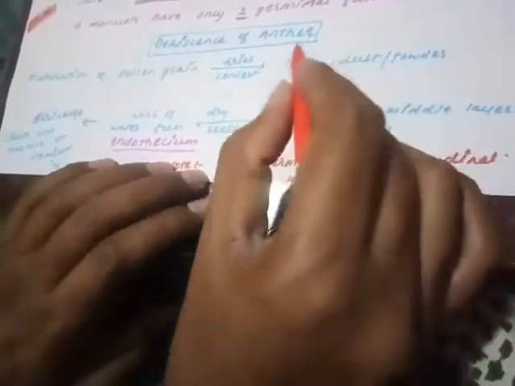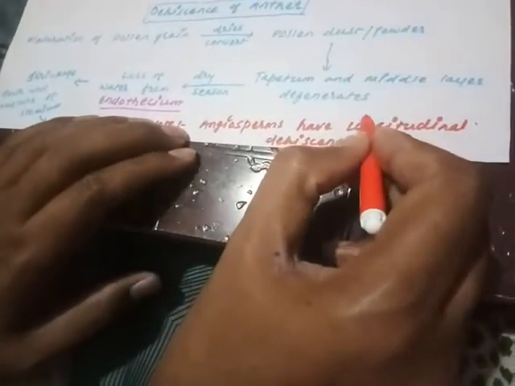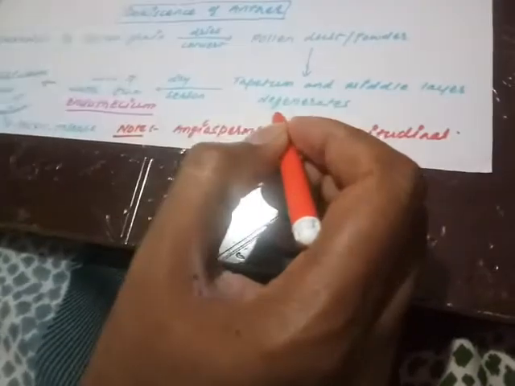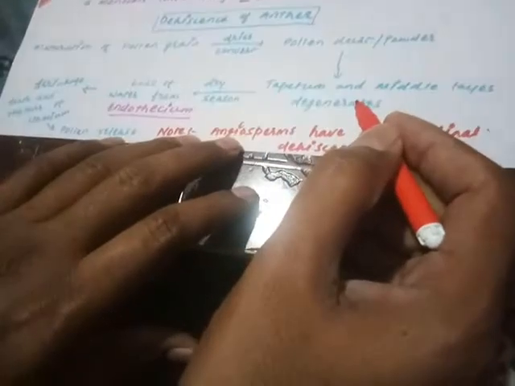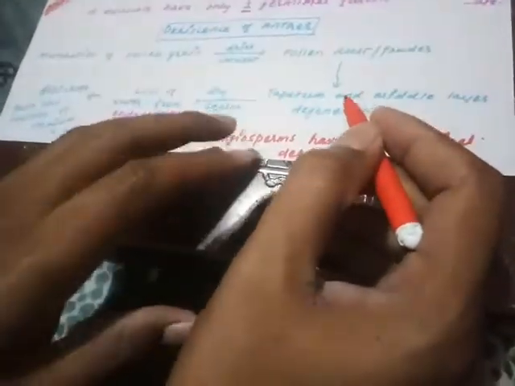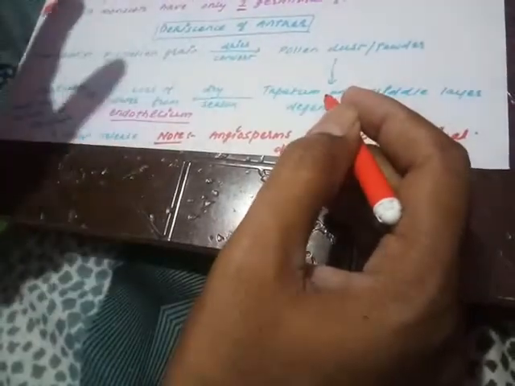After maturation, they dry up and are converted into pollen dust and pollen powder. Next, what happens just after maturation of the pollen grains? Now, one by one, all the layers of the parietal wall layer, tapetum, endothecium, and the middle wall layer, are going to degenerate.